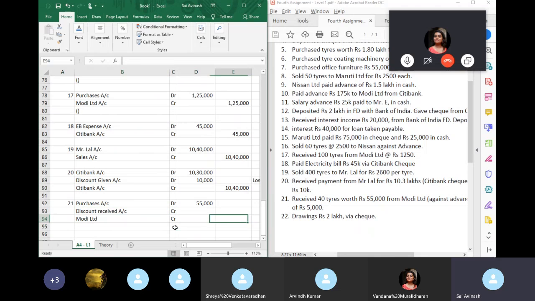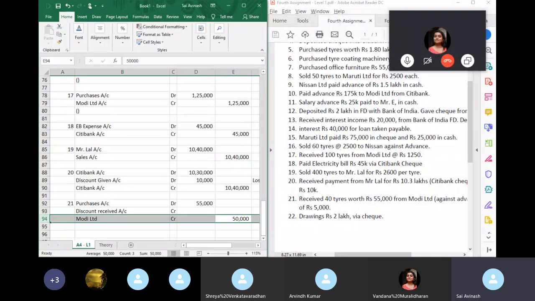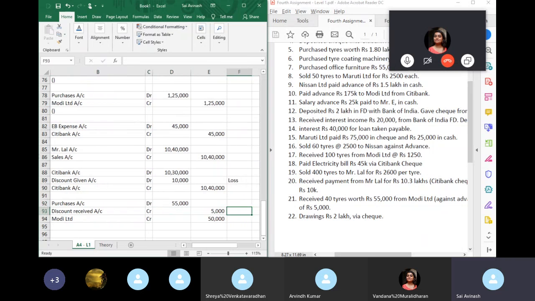So Modi Limited will be credited with 50,000, because I'll only have to pay 50,000 since I'm purchasing with 55,000. He's giving me a discount of 5,000, which means I only have to pay him 50,000. So I'll only owe Mr. Modi 50,000 rupees. The balance 5,000 is a gain, right?